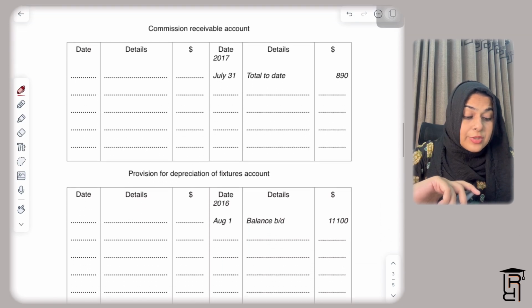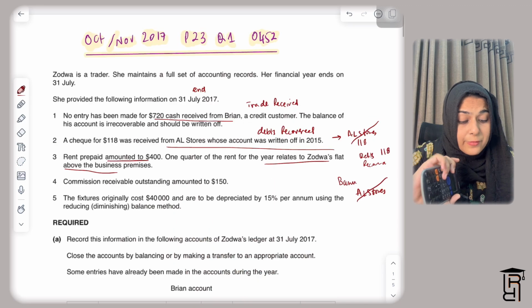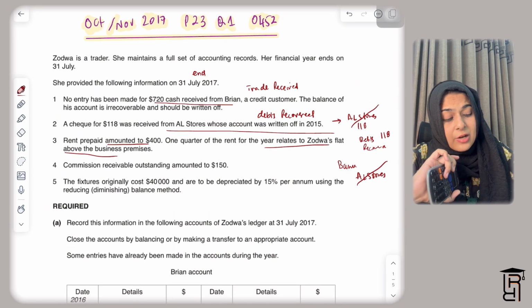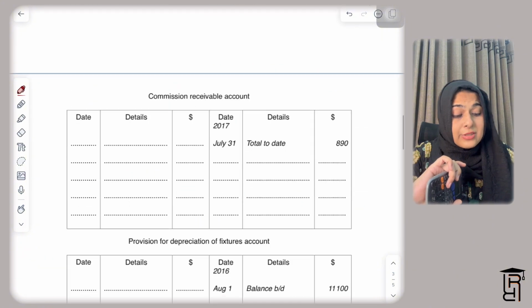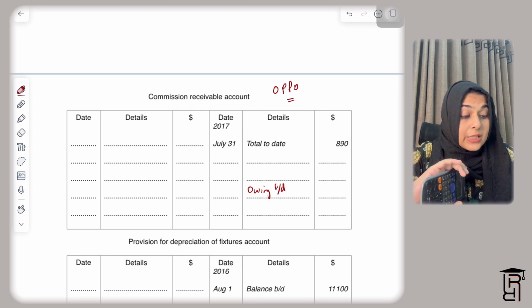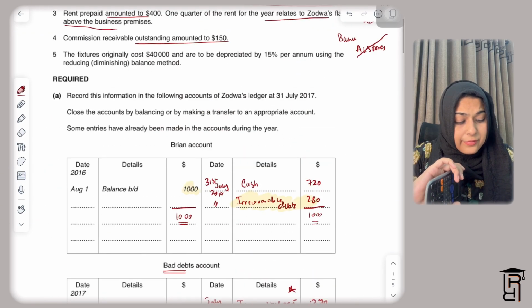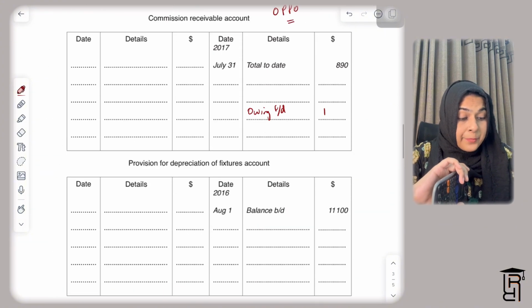The next part is the commission receivable account and the provision for depreciation of fixtures account. So we need to read the point for commission receivable. They're saying commission receivable outstanding amounted to 150. So at the year end, commission receivable is outstanding. The rule for commission receivable is OPPO. So that means owing carried down is going to come here. This is owing carried down or balance carried down, which is 150. So I'll write here 150, and this is going to be July 31.